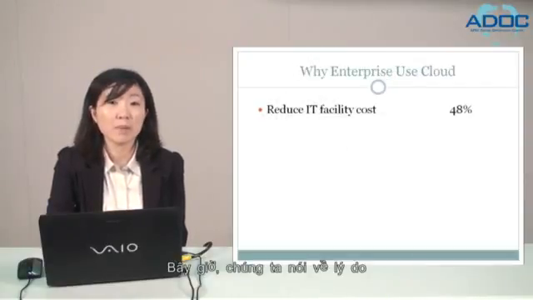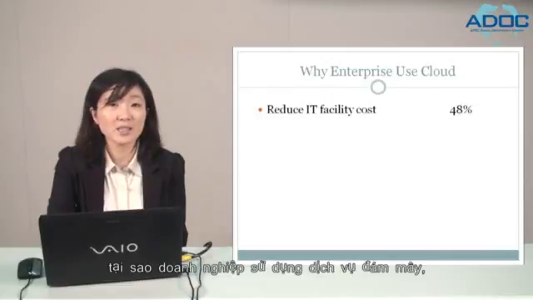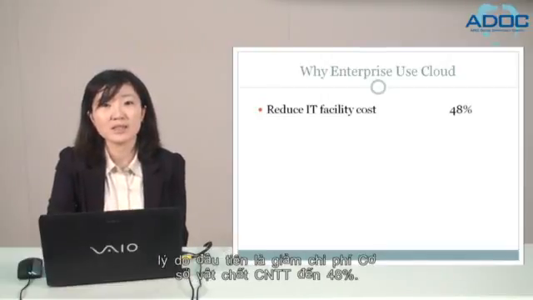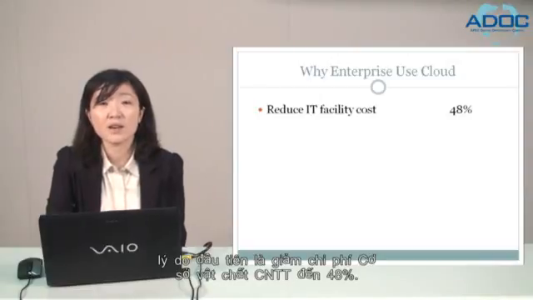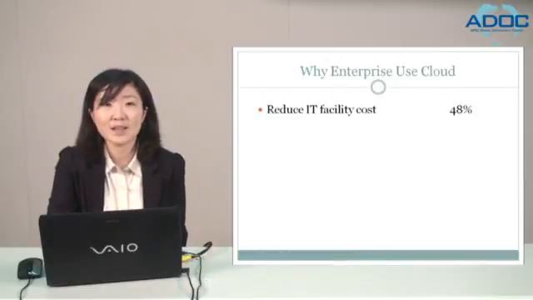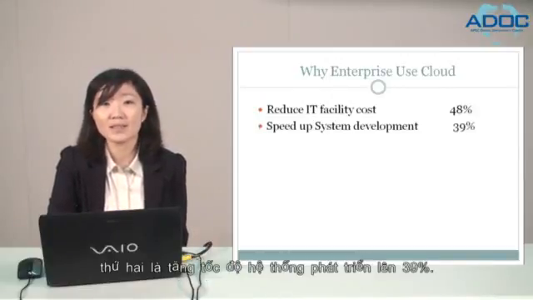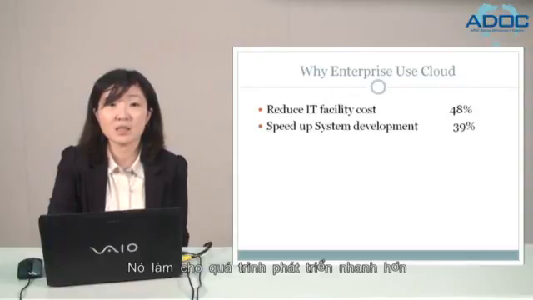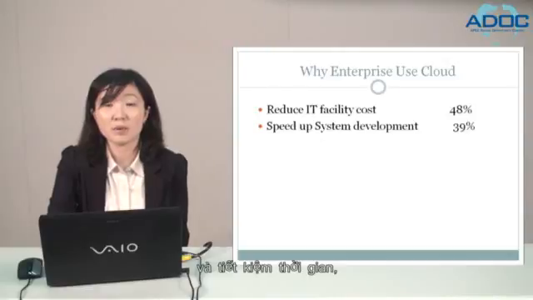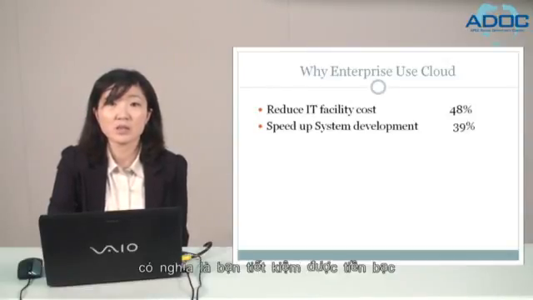Now, we talk about why companies tend to use cloud services right now. The first reason is reduce IT facility cost, 48%. The second one is 39%. The reason is speed up system development. It makes the development process faster and time saving, which means you spend less money.